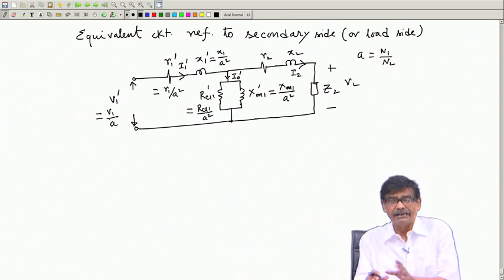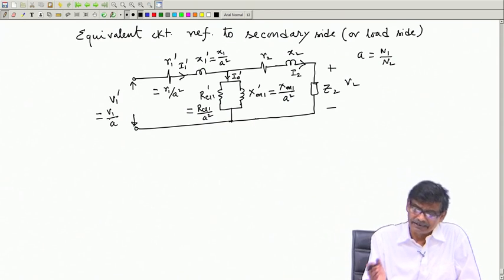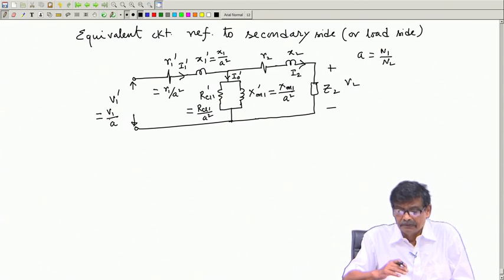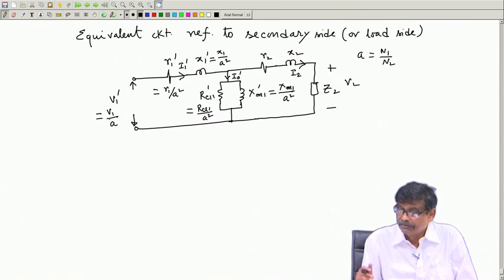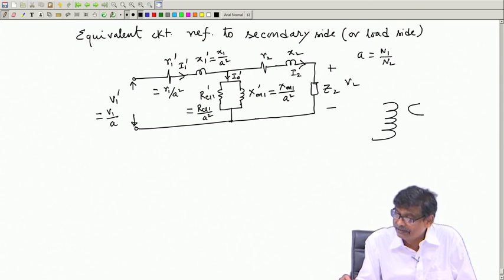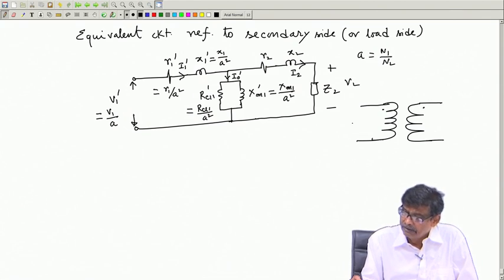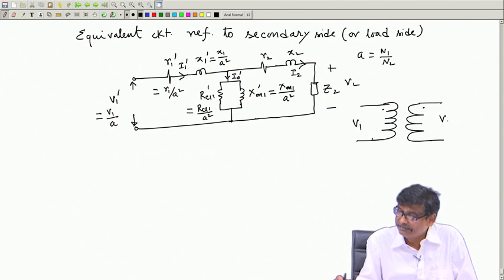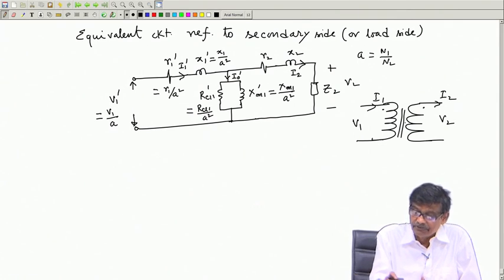Now, in this way I can draw the equivalent circuit, either referred to the load side or to the source side, and avoid this coupled circuit present in the circuit to be solved. Either way you can do. Your practical transformer, this is the real thing, I 2, this is I 1, but this practical transformer can be viewed as this one.